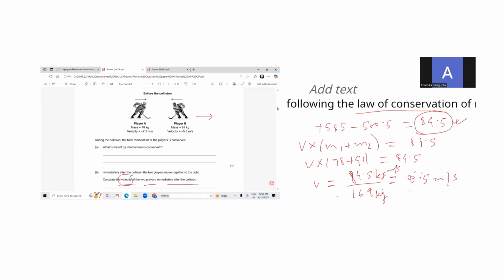You need to do it stepwise. It's very easy. Just remember the law of conservation of momentum, break it into steps, and things will be much sorted for you.